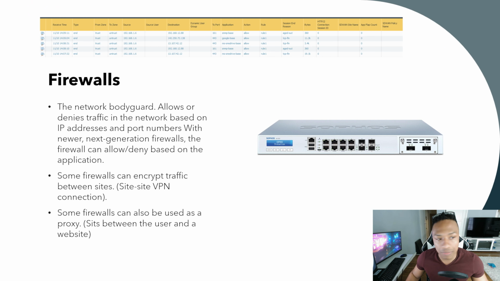Let's go ahead and move on to firewalls. So I always like to say the firewall is the network bodyguard. So what does the network bodyguard do? What does the firewall do? It allows or denies traffic in the network based on IP address and port numbers. There are next generation firewalls, which we'll talk about in a second, but let's just focus on this for now. So I have a screenshot here of a firewall GUI, and I'm monitoring some traffic, and you can see source IP and destination IP.